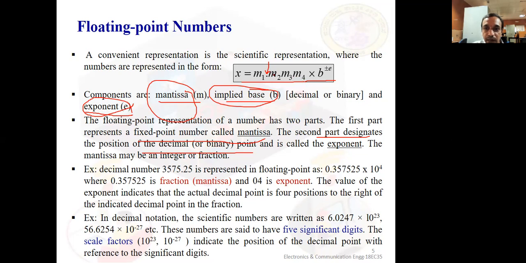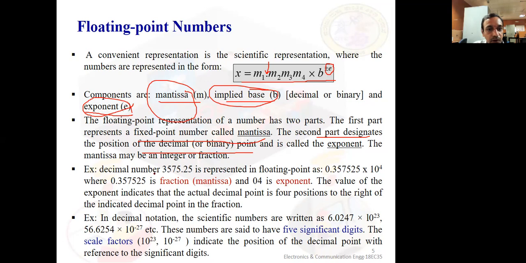Earlier we said either it should be at the leftmost side to indicate a fraction, or at the rightmost side to indicate an integer. But now this point is floating. We can adjust this point wherever we want depending on our necessity or the representation format required. Accordingly, the exponent can also be changed, and needs to be changed, of course.